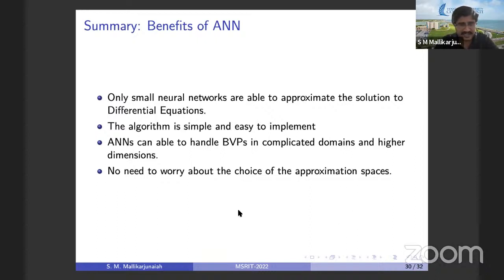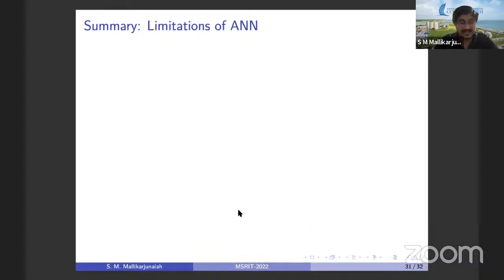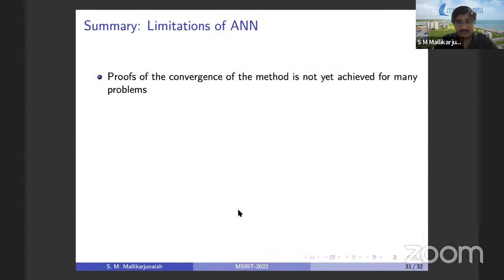Now, on the other side, there are some limitations. I don't call them disadvantages, but there are some limitations. The fundamental limitation is, as we are all mathematicians, we look for proofs, right? We look for proof of convergence. That's the most fundamental thing that should come out of any numerical method, or any method for that matter. Now the proofs are very rare. Nowadays there are some proofs available, but not all. So there are plenty of opportunities for mathematicians to explore.